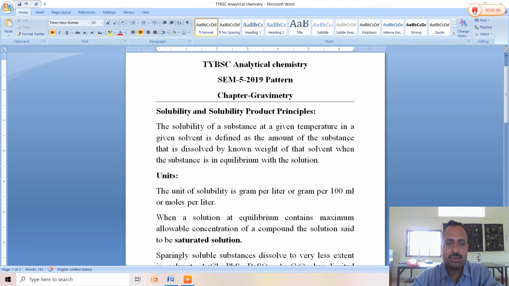Now the saturated solution. When a solution at equilibrium contains the maximum allowable concentration of a compound, the solution is said to be a saturated solution. Saturated means the maximum allowable concentration of that particular substance that can be present in the solution. So that is a saturated solution.